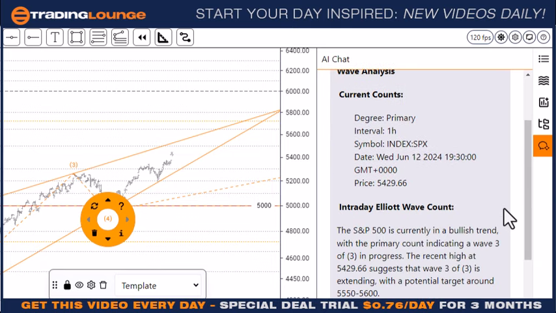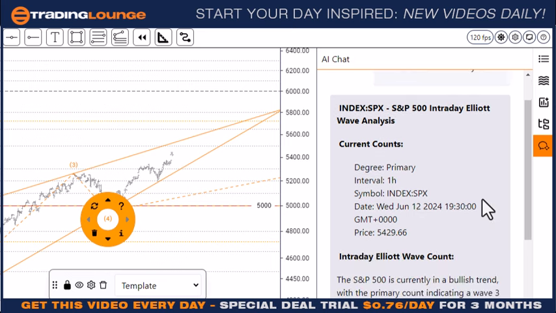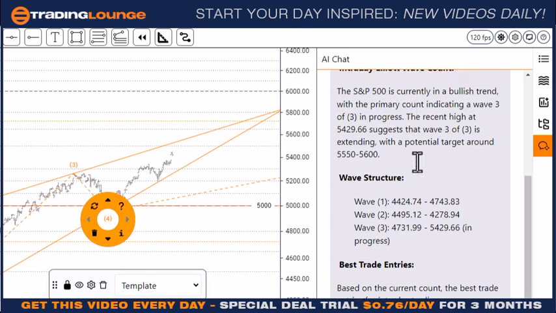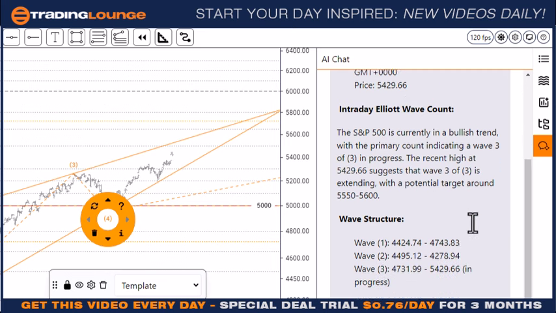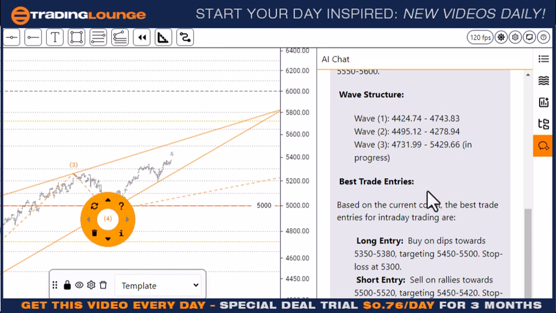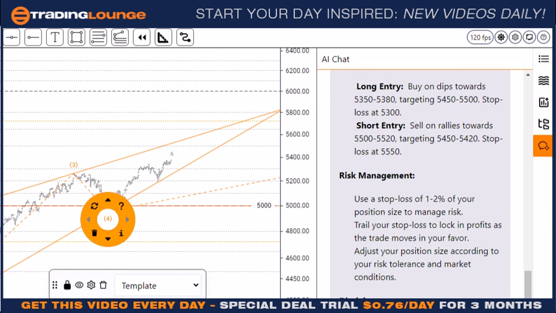You can also drill in and ask questions about this within the AI here as well. So for the SPX, the S&P here, we've got the primary count for today's date, the intraday Elliott wave count, and the wave structure, trade ideas, and risk management. You can just type in more information to ask it further questions as well.